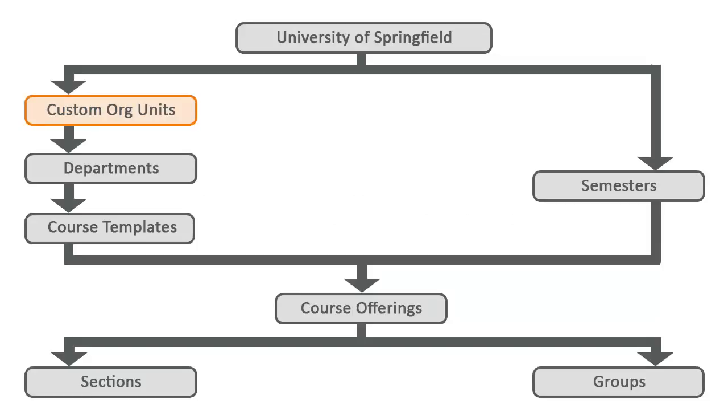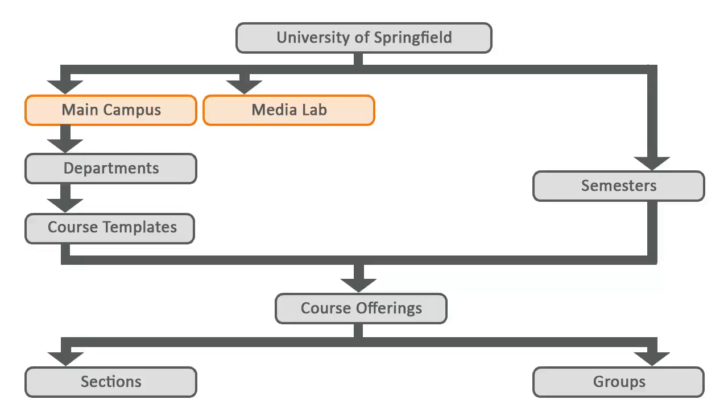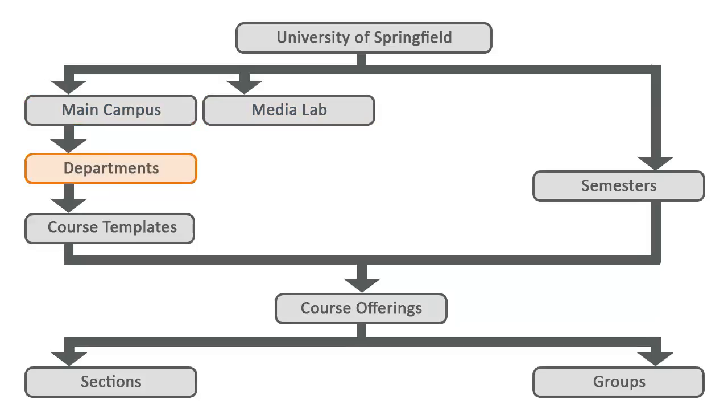If you have multiple campuses, it can be helpful to divide your org structure by these locations if they host a unique set of course offerings. For example, the main campus and the Media Lab are custom org units that comprise the overall institution.